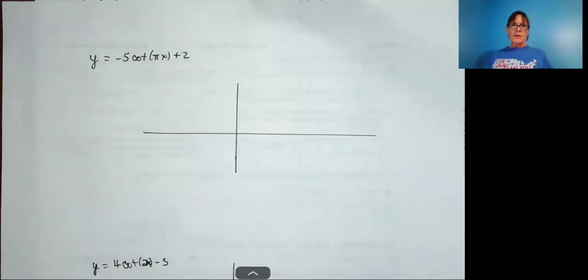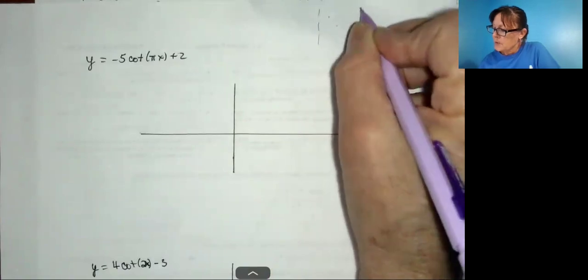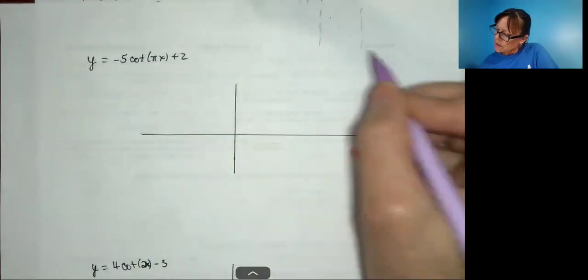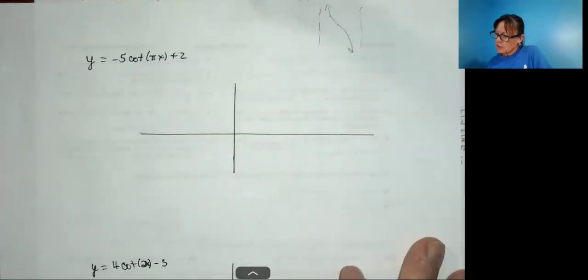Okay, now let's tackle these last two cotangent graphs. Before you do any of these graphs, it's good to remember: what is the period of a cotangent? It's pi over b. And what is the pattern of a cotangent graph? Well, it starts at 0 and it's asymptote, high, middle, low, asymptote, unless there's a reflection. So this is a typical cotangent graph. Okay, so that's good to keep in mind.